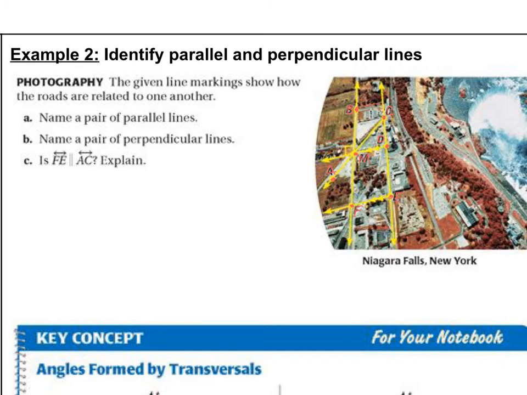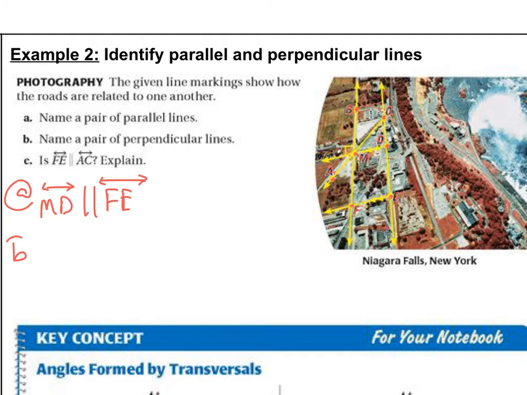FE. So how we would write that is we would write it like this. So line MD is parallel to line FE. You don't have to write "is parallel to", you can use those two little lines right there. But that means they are parallel.